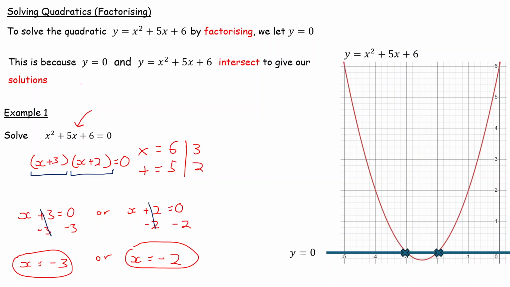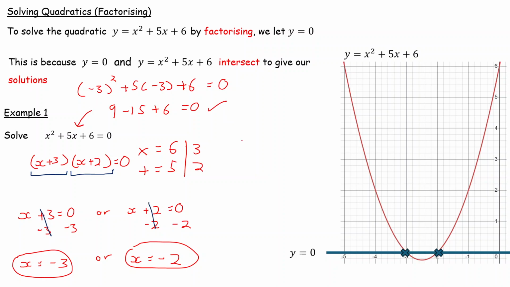Let's check it. We've got x squared, well, x is minus 3, so minus 3 squared, plus 5 times minus 3, plus 6, and hopefully that is equal to 0. It will be, let's just show you. Minus 3 squared is plus 9. 5 by minus 3 is minus 15. Then we're adding on 6. So 9 minus 15, add 6. Well, 9 add 6 is 15, minus 15 indeed is equal to 0.